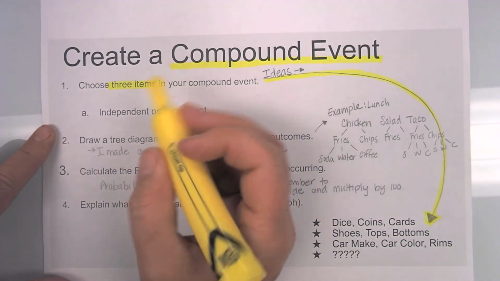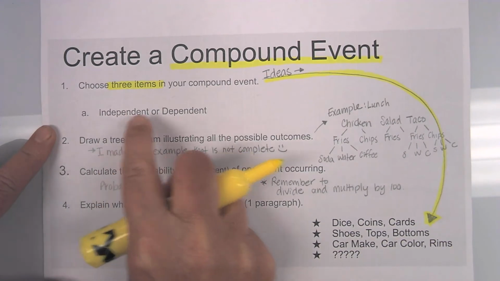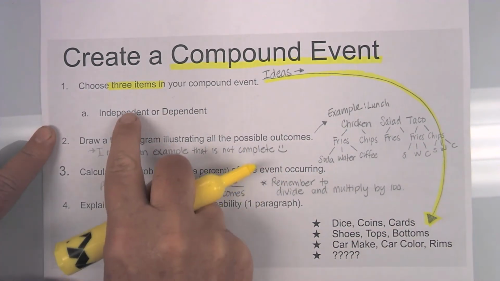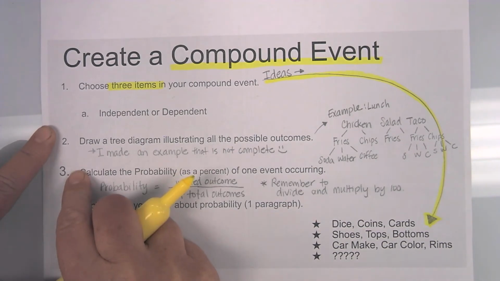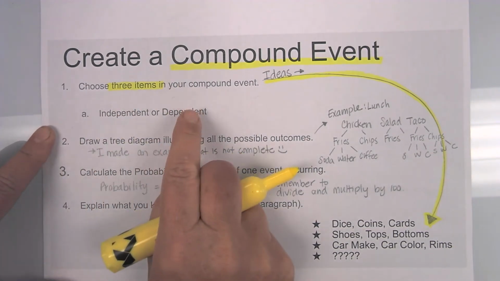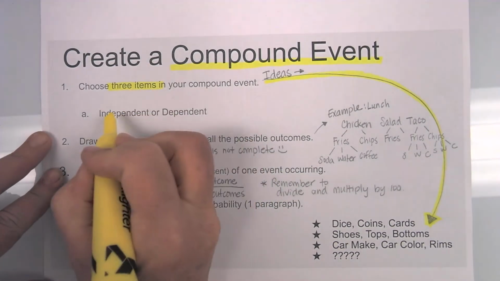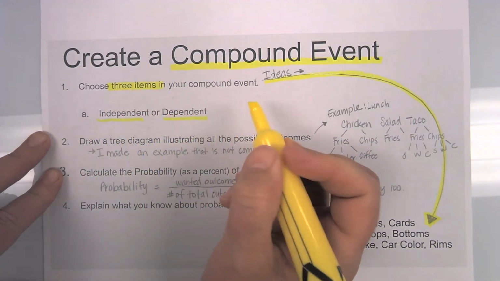After you choose your 3 items, you're going to have to decide if they are independent or dependent. In other words, if you're doing cards and you take out a heart, then it's going to change what happens in your next event. So think about, is your event going to be independent or dependent?